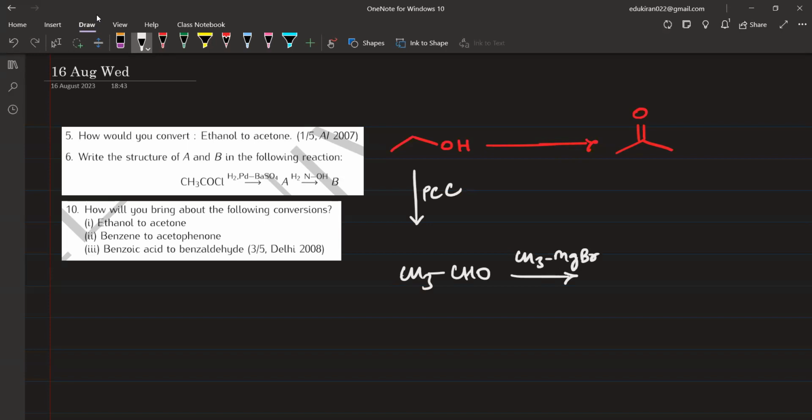Now when I add CH3MgBr, then what's going to happen? Here we have hydrogen, right? So this CH3 is going to attach on this carbon atom. This will become OH, and then this CH3, right? This Grignard reagent is going to attach on the carbon atom.